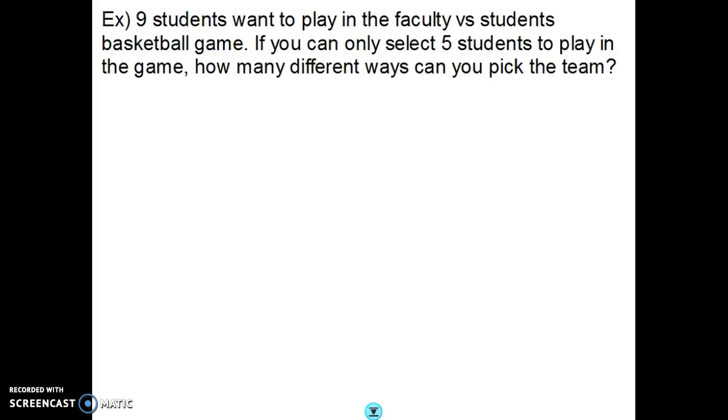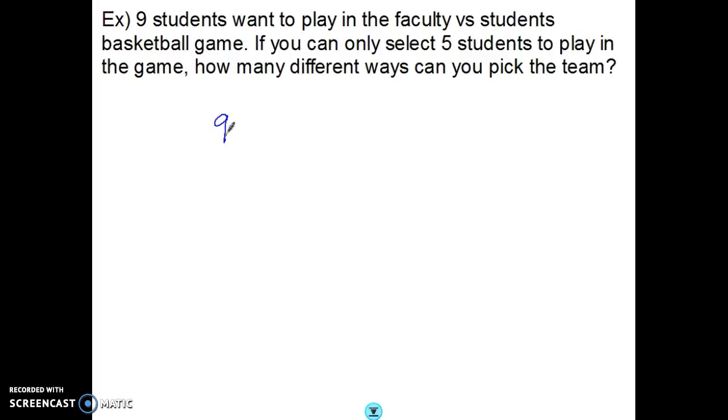Last example, 9 students want to play in the faculty versus students basketball game. If you can only select 5 students to play in the game, how many different ways can you pick the team? So I didn't tell you right off the bat if this is a permutation or a combination, but since it doesn't seem that we're assigning them positions yet, we're just selecting 5 students to play, I'm going to go with order does not matter here. We're just picking a group of 5 students, which makes this a combination.